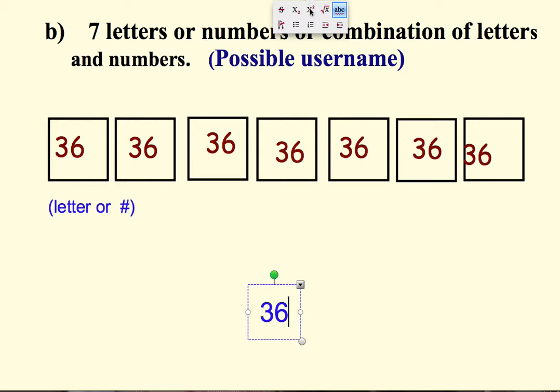So that's something to think about. Or you can do it old school method, where you can do 36 times 36 times 36, etc. Just make sure that you're counting how many times you do it. And again, you're going to get a large number.